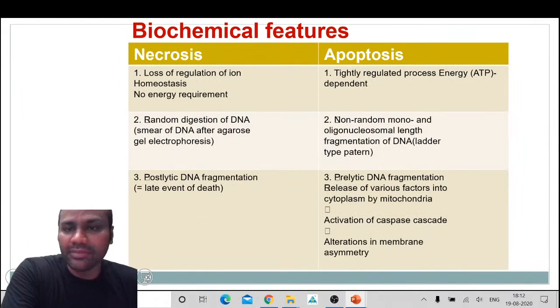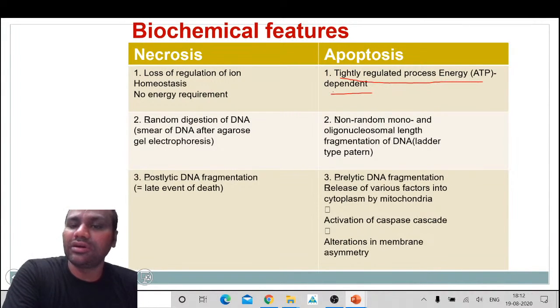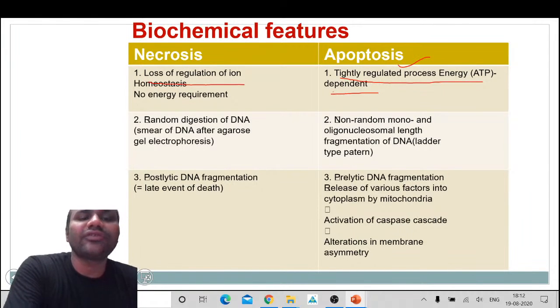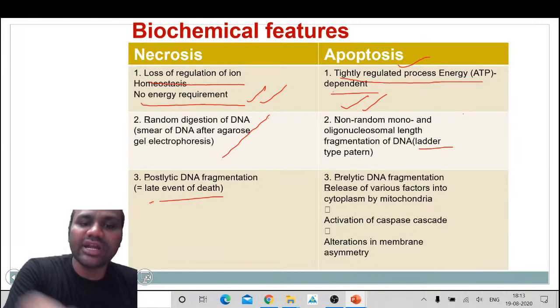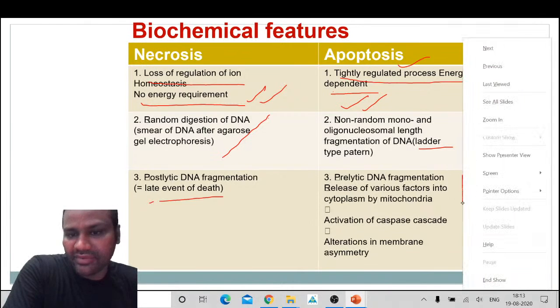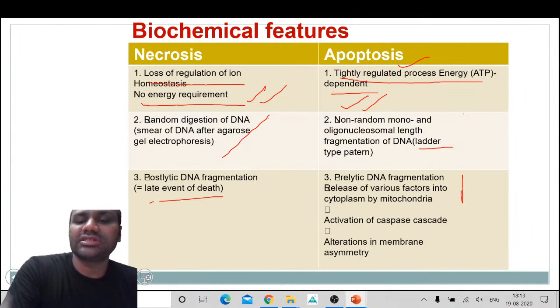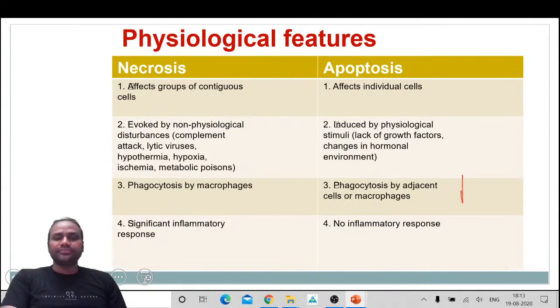Now the biochemical features. In apoptosis the ATP process will be present and not affected that much. In necrosis there is loss of regulation of ions, meaning no energy requirement. So in apoptosis energy is required, in necrosis energy is not required. Random digestion, we have already written this, gives a smearing pattern in necrosis and a ladder pattern in apoptosis. Post-lytic DNA fragmentation is a late process in necrosis, while DNA fragmentation is the major process in apoptosis.